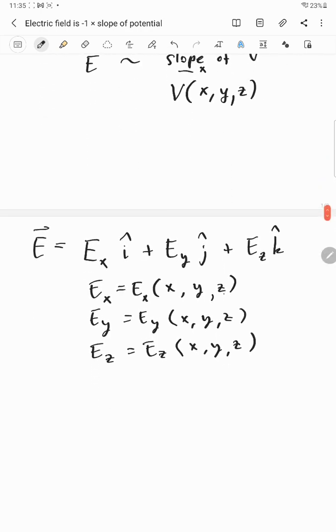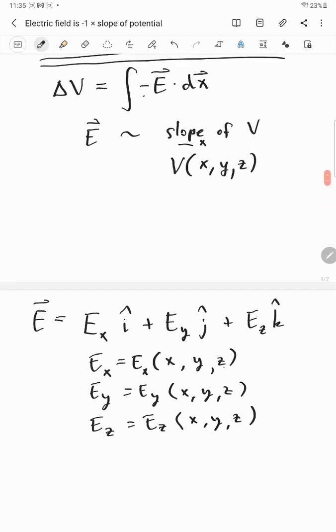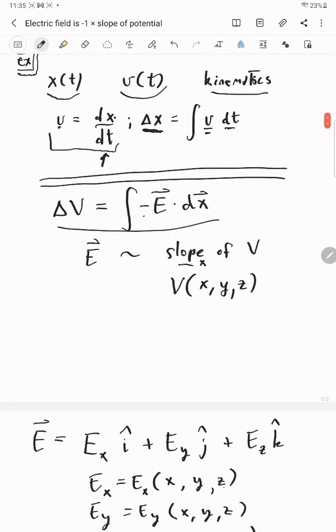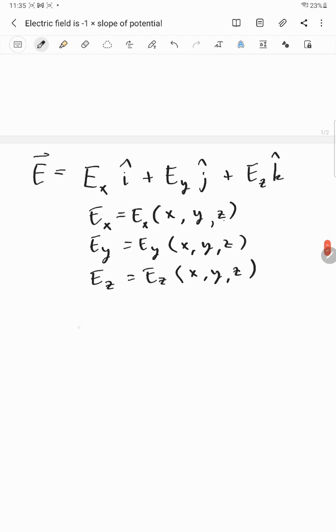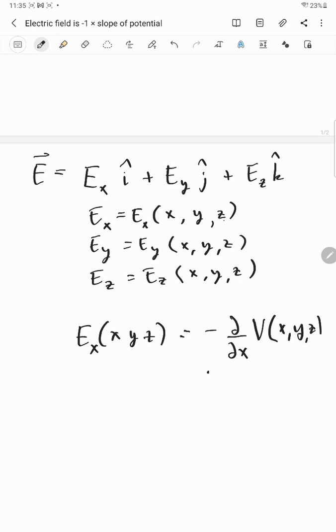So the way that the potential and the electric field are related in terms of a slope rather than an integral: they're related through an integral this way, but they're related through a slope this way. We say that the x component of the electric field, which is a function of x, y, and z, is equal to the negative of the derivative in the x direction of the potential, which is a function of x, y, and z. This is a partial derivative.